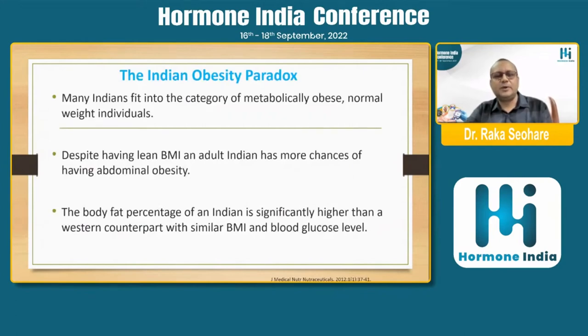So, the Indian obesity paradox; we are talking in our Indian context. Many Indian patients fit into the category of metabolically obese but may be of normal weight, because we know we are thin-fat obese Indians. Despite many having a lean BMI, an adult Indian has more chances of having abdominal obesity. The body fat percentage of an Indian is significantly higher than a Western counterpart with similar BMI and blood glucose level. That's why, in the Indian context, we should be very cautious regarding weight gain and visceral obesity.